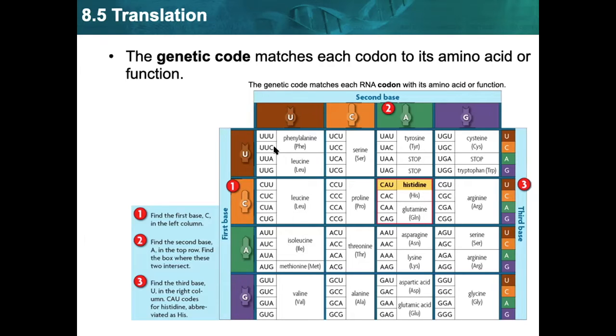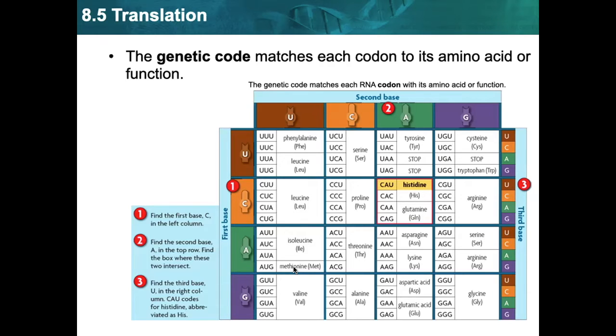What is a stop sign? Oh, that's a good question. So you always have to have a start and a stop codon. So methionine right here triggers a start. And then the stop tells it to stop making the protein.